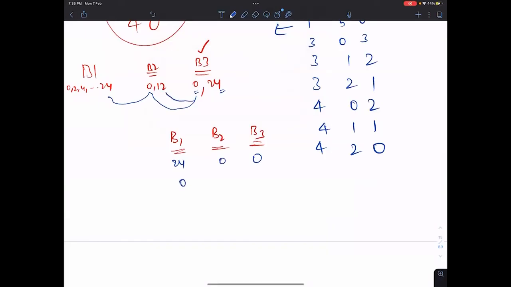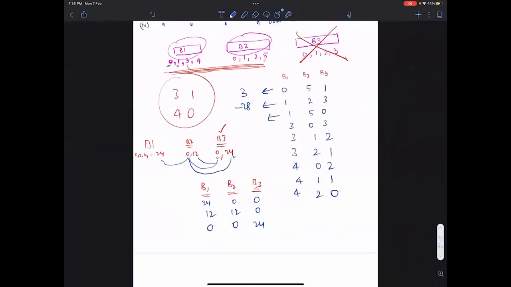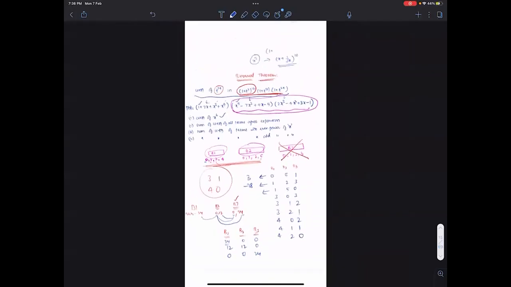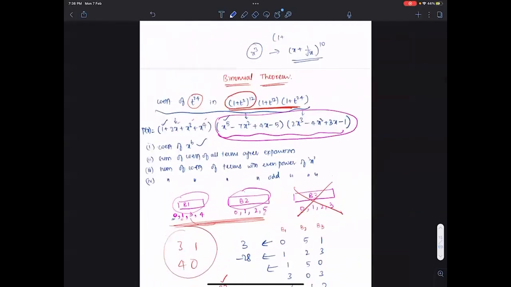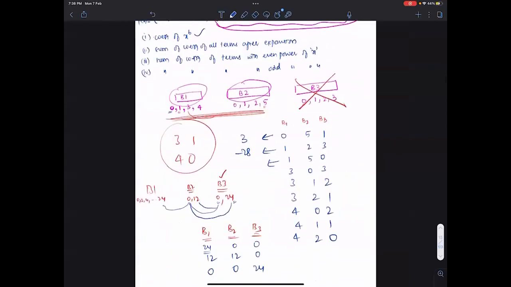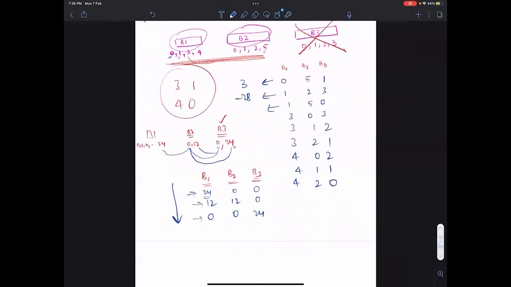No? Sorry. 0 is with what here? B3, 0, then 12 and 24. Sorry, not 24, 12. Next, another possibility, 24, 0, 0. That's all done. Only 3 combinations. What does this mean? B1 is coefficient of x power 20, t power 24. You know all these things, now how to find t power 24 coefficients. You just need to multiply them and then add all of them. That's all. Okay. That is one type of questions which will come.